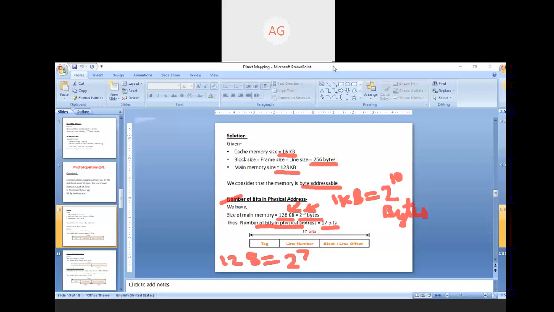Now, do all of you understand this? Just write in the chat box how we find the number of bits in the main memory. As the main memory size is given to us, it is easy to find the number of bits in the main memory. Moving to the next slide, just remember this: the tag, line number, and block offset total 17 bits. Moving to the next slide.